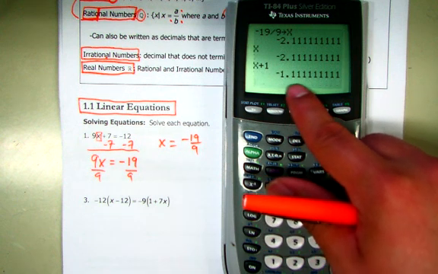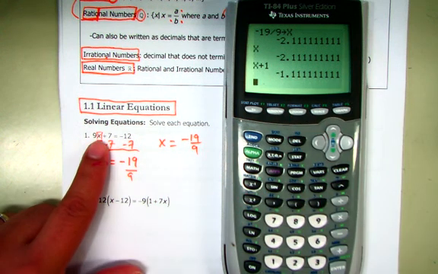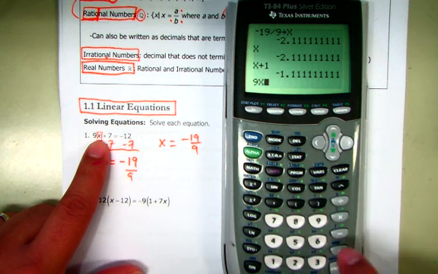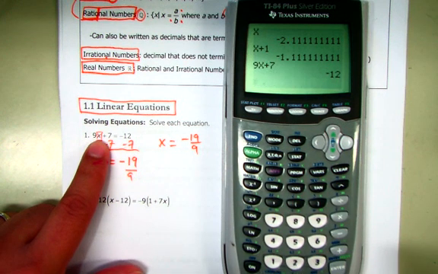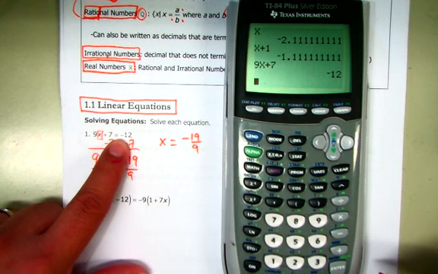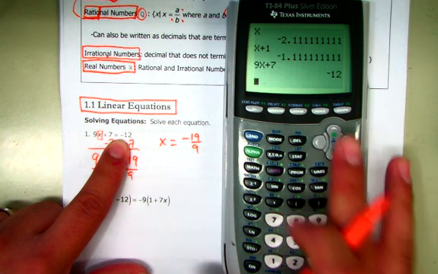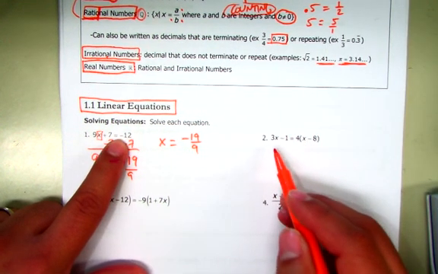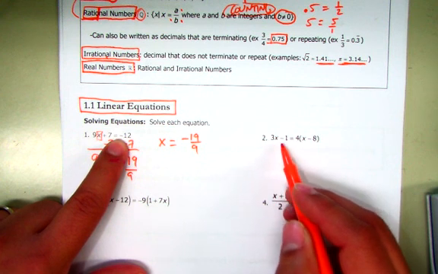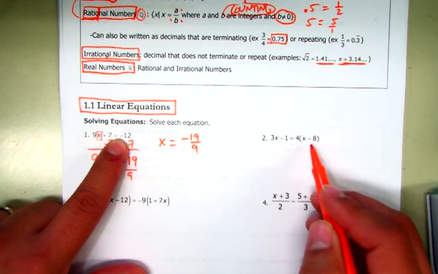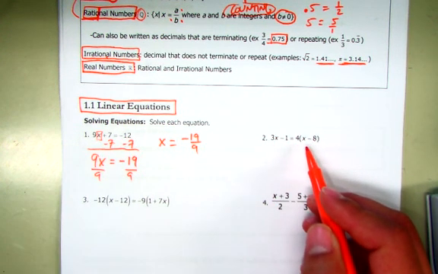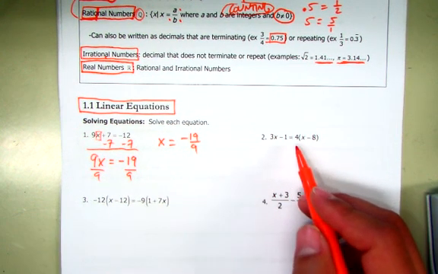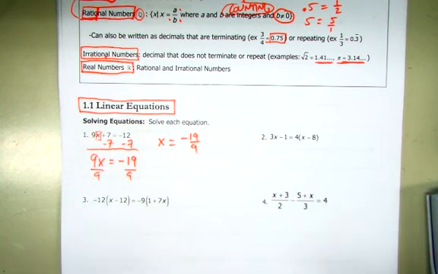So a good way to check my solution here is to type in the left-hand side of the equation, which is 9x plus 7. You get negative 12, and that matches the right-hand side. If we have more variables on different sides, like this one, you would type the left side in, see what you get, type the right side in, see what you get, and if they match, then you are in perfect shape. If they don't match, then either you made a mistake or maybe you typed it in wrong, but it's good to always check your answers.